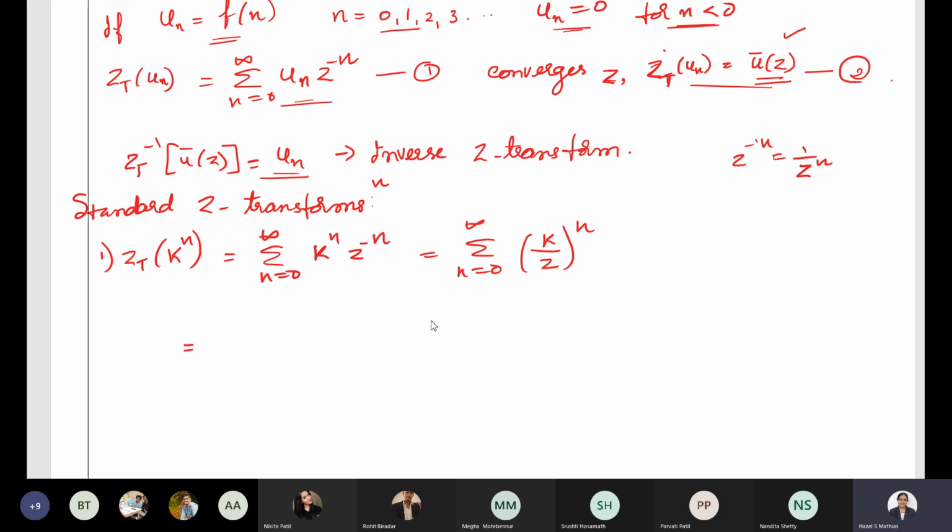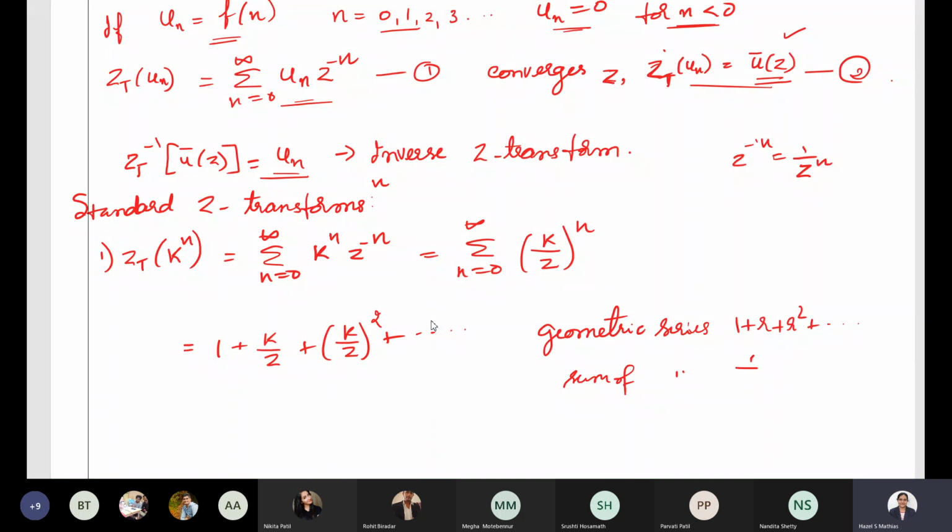Now expand that by giving different values for n. When n is 0, something power 0 is 1. When n equal to 1, we get k by z. When n equal to 2, we get (k by z) whole square, plus etc. It continues, and this is a geometric series of the form 1 plus r plus r square plus etc. The sum of a geometric series is given by 1 divided by 1 minus r. Here r is k by z.